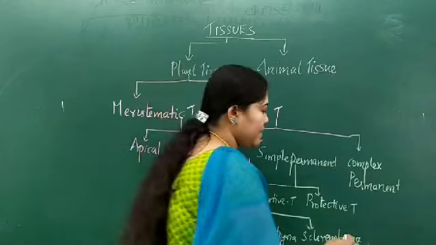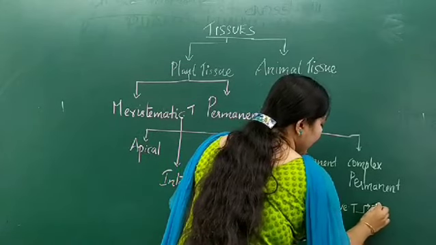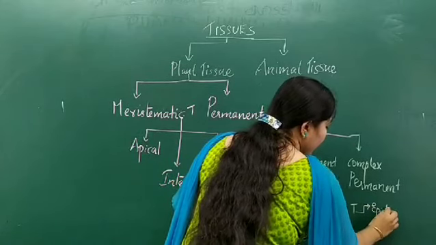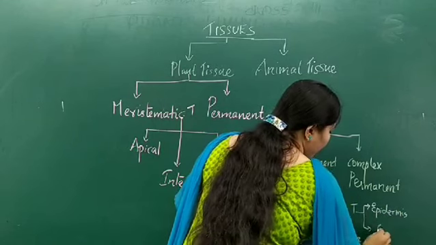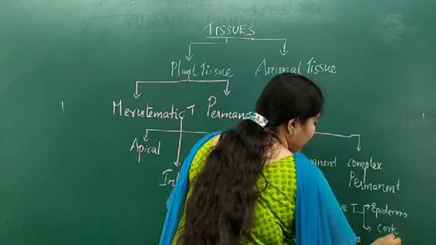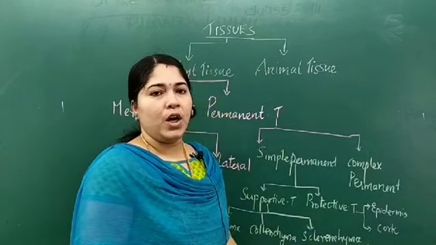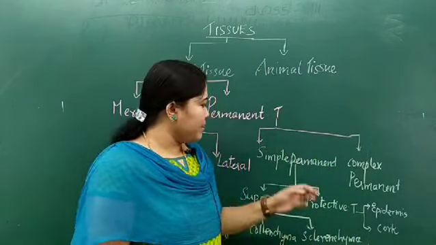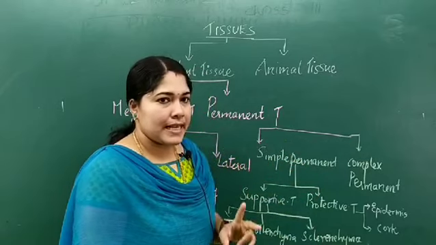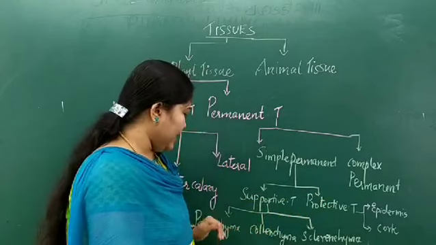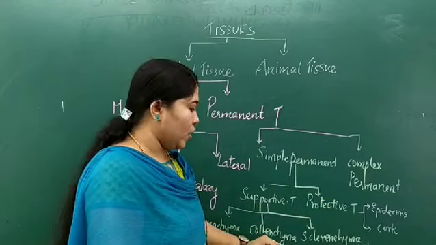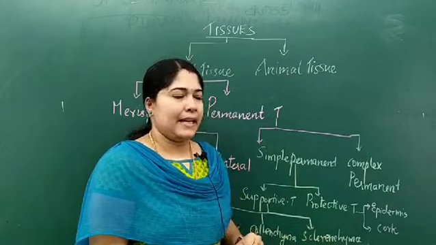One is called the epidermis and the other is called the cork. Clear, students? Simple permanent tissues are classified into two: supportive tissue and protective tissue. Under that comes the parenchyma, collenchyma and sclerenchyma.